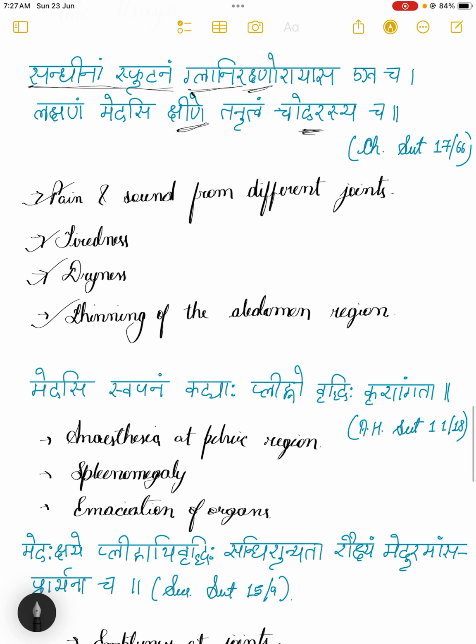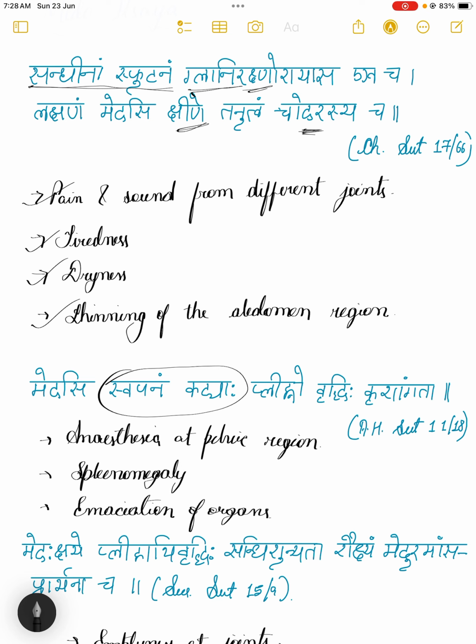Acharya Vagbhat in Ashtanga Hridaya Shutrasthan 11th chapter has mentioned the following features: Medasi Swapnang Katyang Pliho Vridhihi Krishangata. Again, the first words, Medasi Swapnang Katya. Swapnang means a state where you don't feel something, or a state of unconsciousness, which can be thought of as a process of anesthesia, because in that process you won't be able to perceive information. You will be numb here.